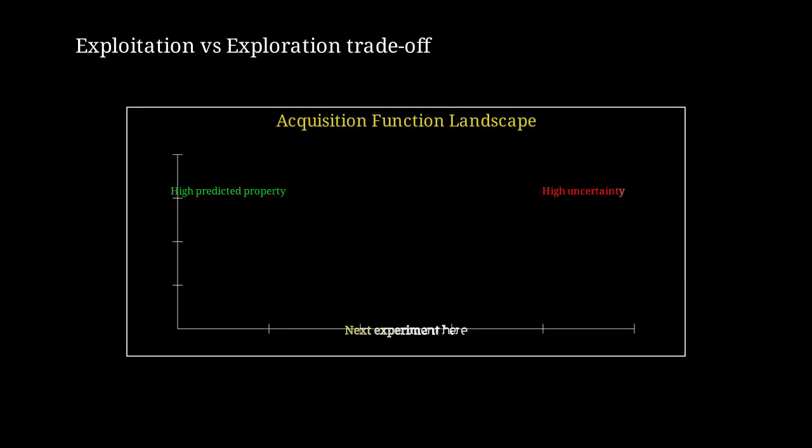This acquisition function landscape shows how we balance exploitation and exploration. The green region has high predicted properties, the red region has high uncertainty. The optimal next experiment is where both factors are favorable.